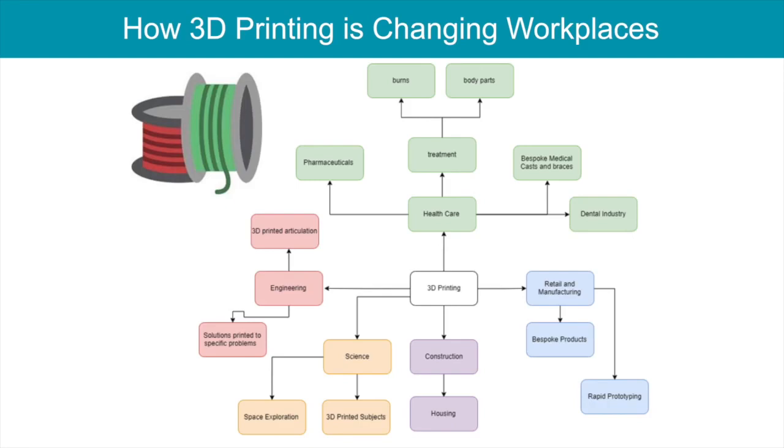This diagram here shows how 3D printing is used in multiple job sectors, from architecture and construction, engineering, and even healthcare. In the future, we are likely to see 3D printed organs.